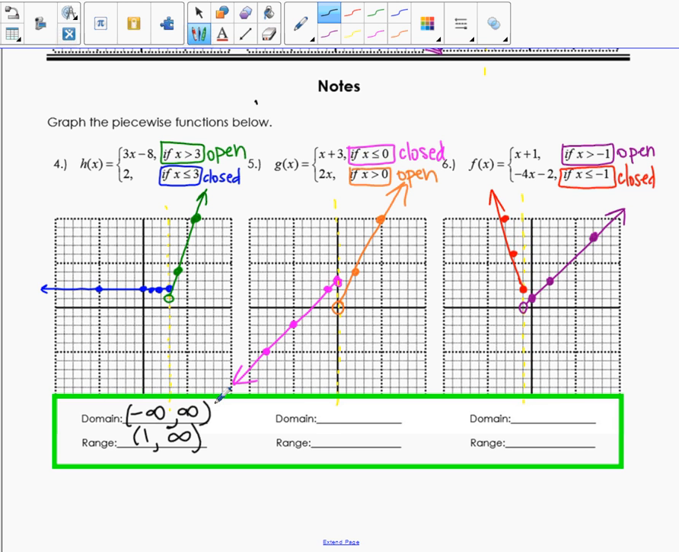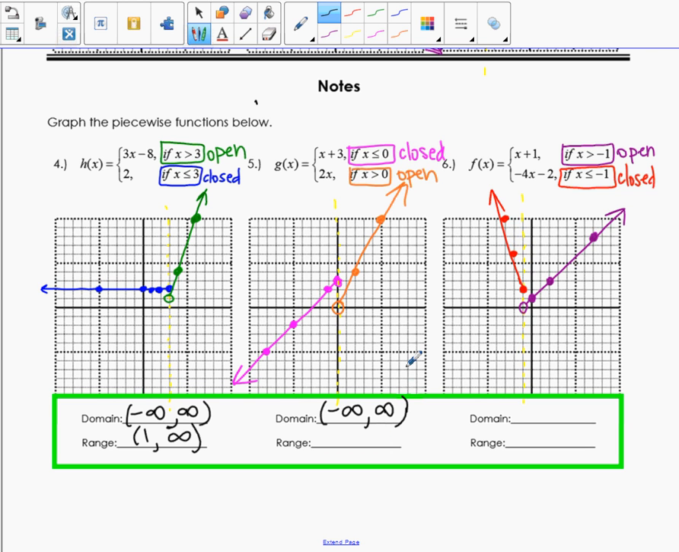All right, for number 5, our domain, again, left to right. The pink is covering everything over here. We have an open circle on the orange, but a closed circle on the pink, so that covers the x equals 0 line. And then it continues on forever. So there, no matter left to right, there's always some sort of a graph. So every x value is accounted for, negative infinity to infinity.